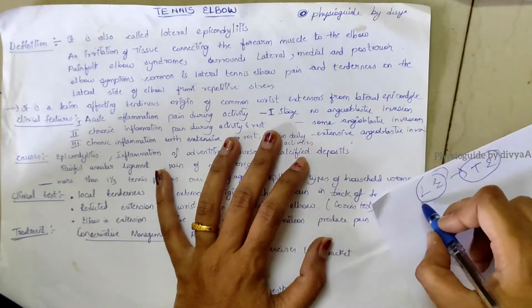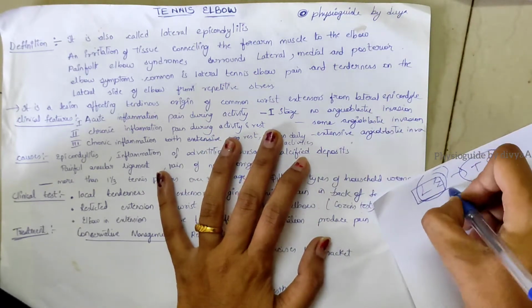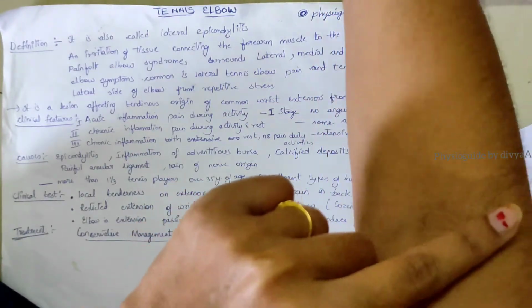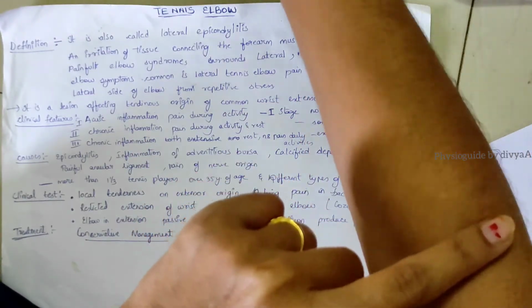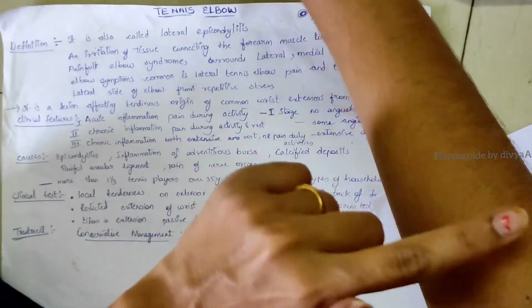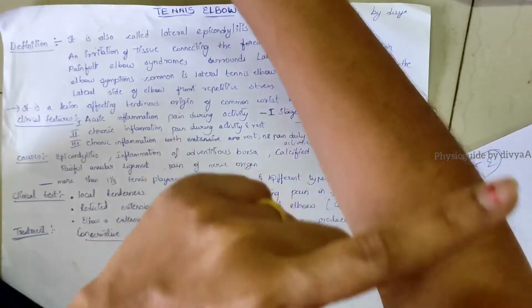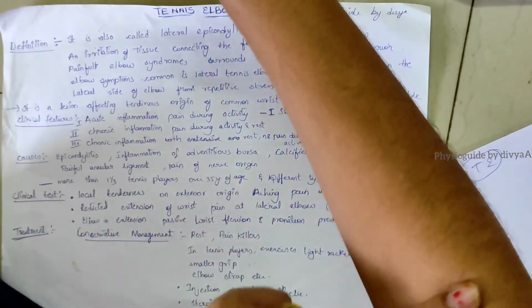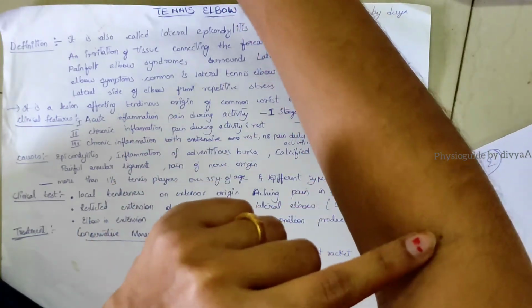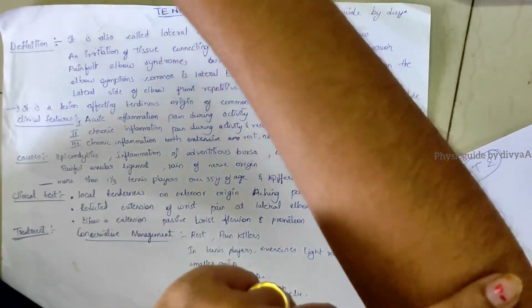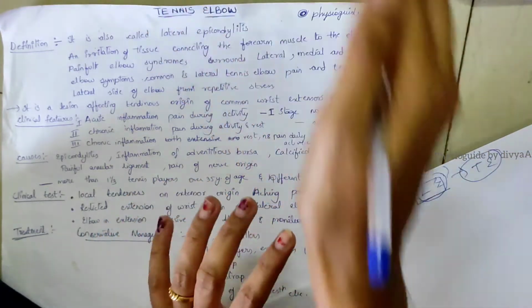Now, what is lateral epicondylitis? This is the medial side of the elbow, and this is the lateral side of the elbow. The posterior side connects the forearm muscles to the elbow. This is the elbow. At this point they feel the pain, and this is called lateral epicondylitis. Okay, now we'll read the definition.